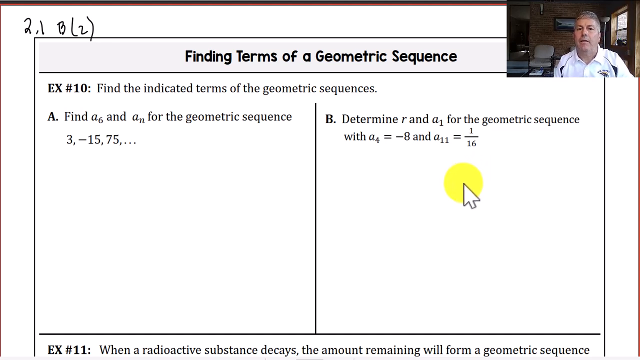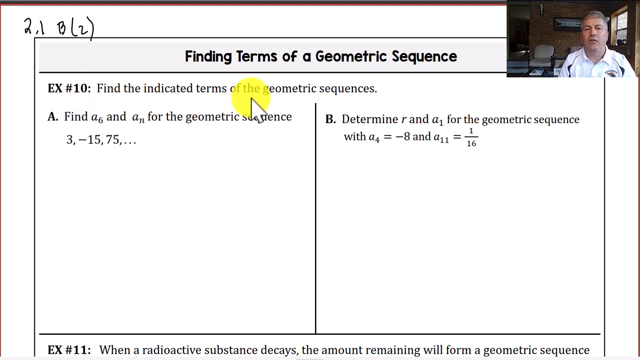Welcome back. The objectives of this video are to explore finding terms of a geometric sequence. So we'll have to write the equation for the sequence and find a particular term. And then we're going to do some sample problems and application problems of geometric sequences. So let's kick right off here with example 10.